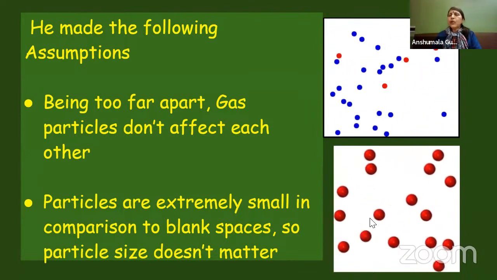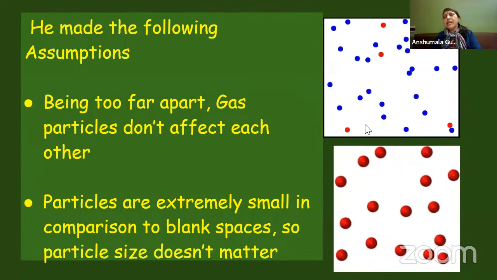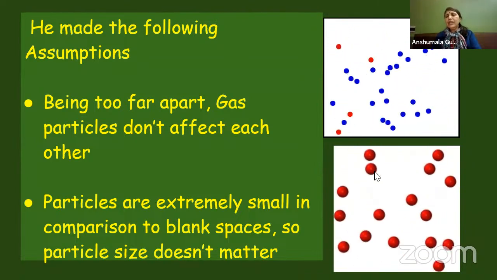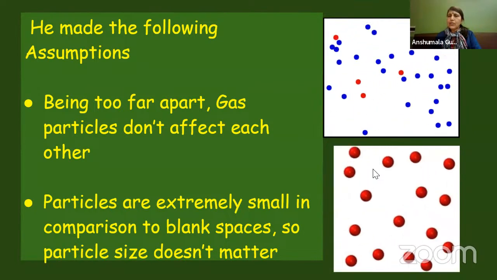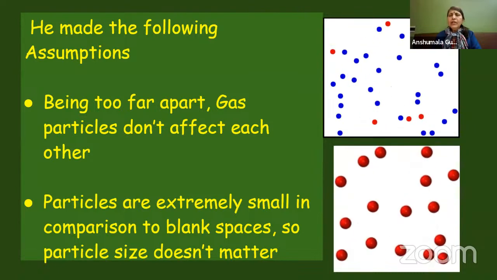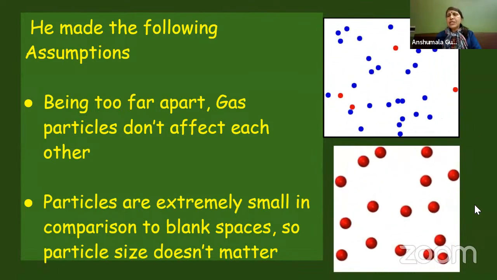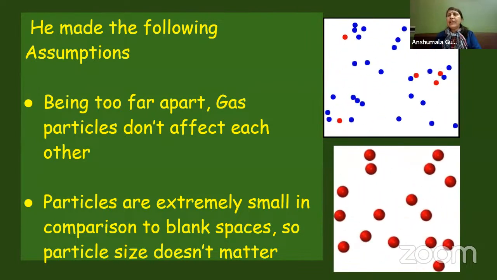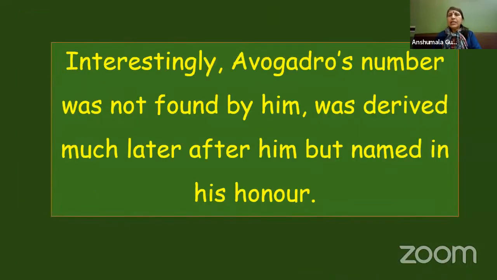And the second assumption was that particles are barely interacting with each other. They are so far away that they don't attract or repel each other. So these are ideal gas assumptions. With these ideal gas assumptions, if two gases are occupying the same volume, they will have an equal number of particles.